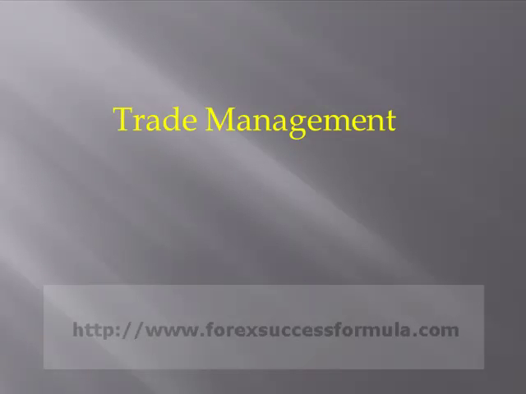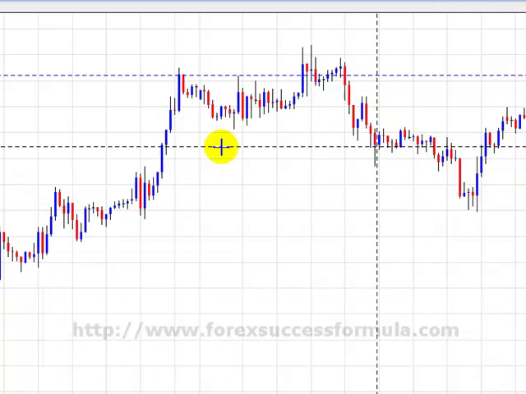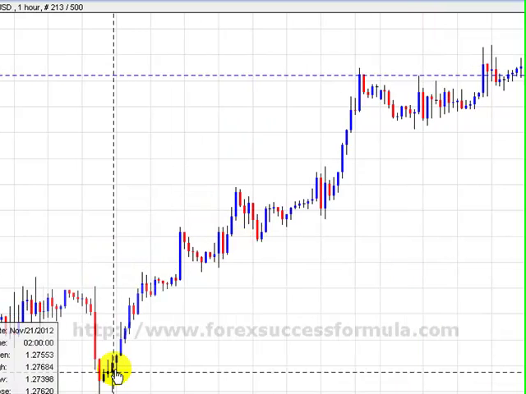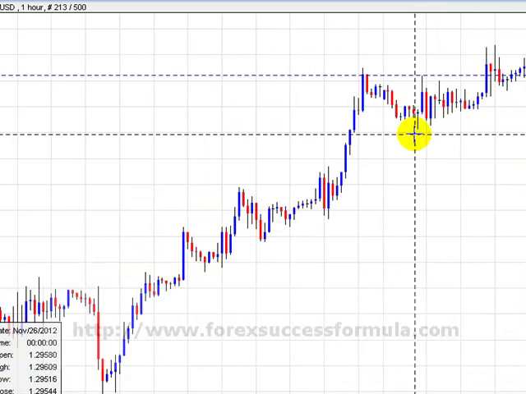But the biggest thing you will find missing from most of the forex systems out there, and from almost all the forex robots, is trade management. It becomes very easy to say, okay, you enter here, you exit here, when you look at the chart.